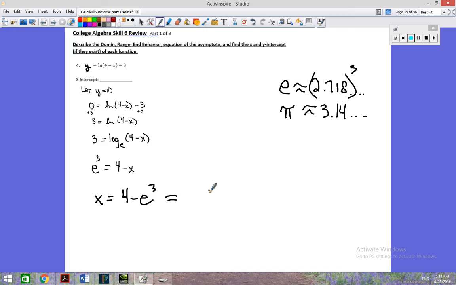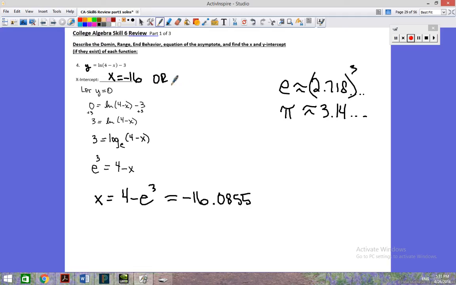My calculator is back here out of reach. I have 4 minus e to the third power, to 4 decimals. If I carry this out to several decimal points, it's kind of ridiculous, because it's negative 16.0855. There's no way if I'm plotting this by hand that I can be that accurate. So I'm just going to call the x-intercept negative 16. You're not going to be able to tell the difference if I plot negative 16 versus negative 16.1.